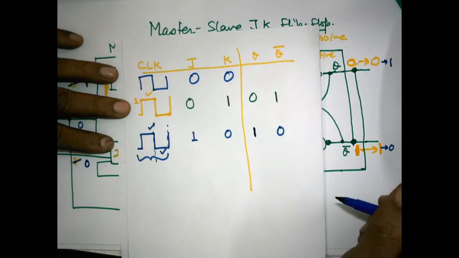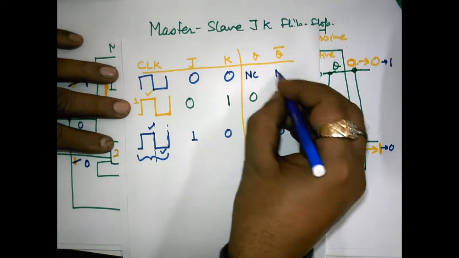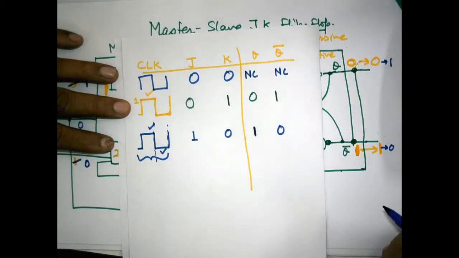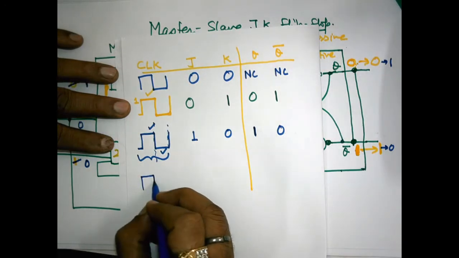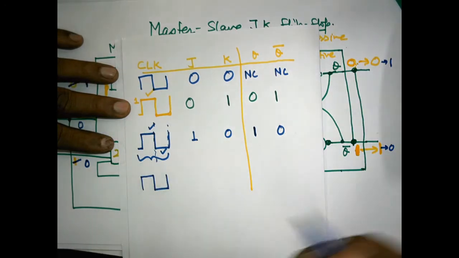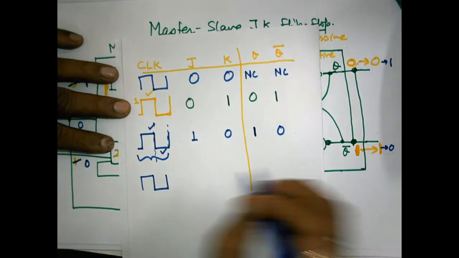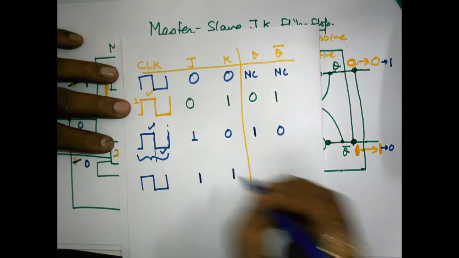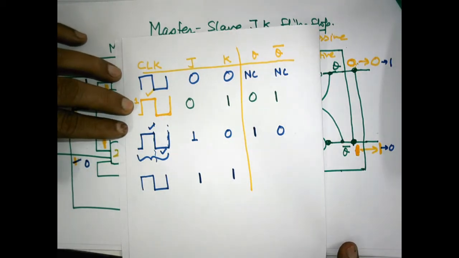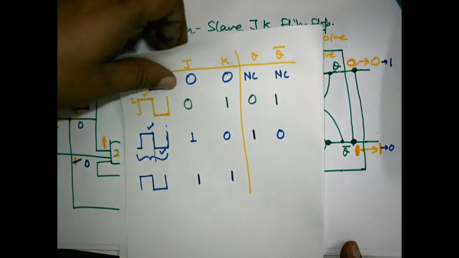Suppose 0 0 has been applied, what will happen? You can very easily analyze that it is going to make no change in the output. Okay, you can very easily analyze it. I am not going into the analysis of this part. Okay. Now, the interesting behavior of the circuit that needs to be observed is when both the inputs are 1 1. Okay, what happens? You see, when both the inputs are 1 1.